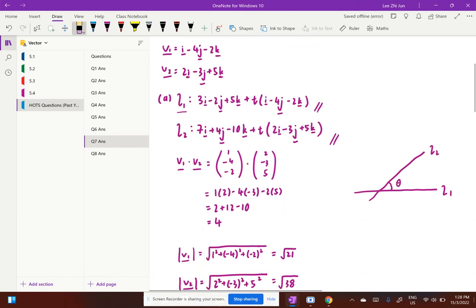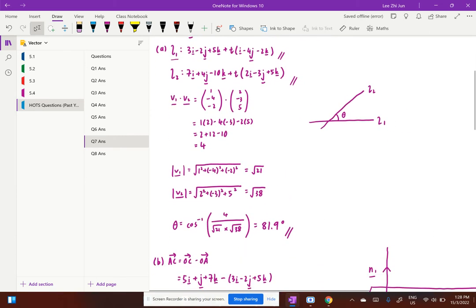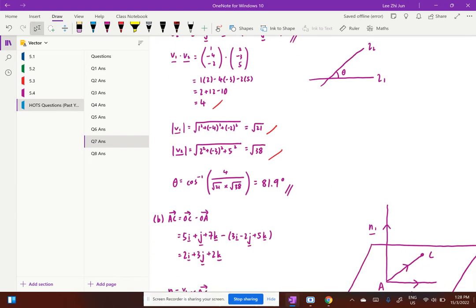Next I need to find the acute angle between them. I find the dot product will be 4, the magnitude of vector 1 will be root 21, the magnitude of vector 2 will be root 38. So the angle, after cos inverse, becomes 81.9 degrees.